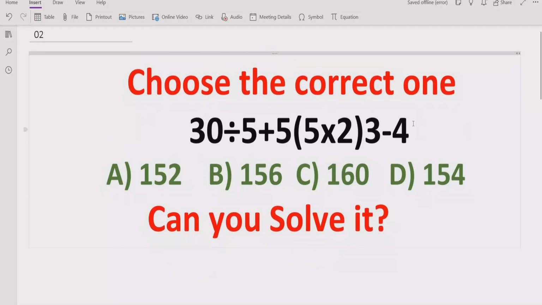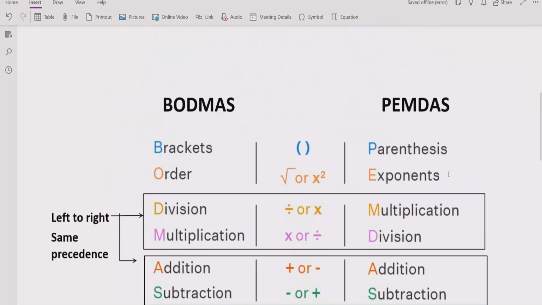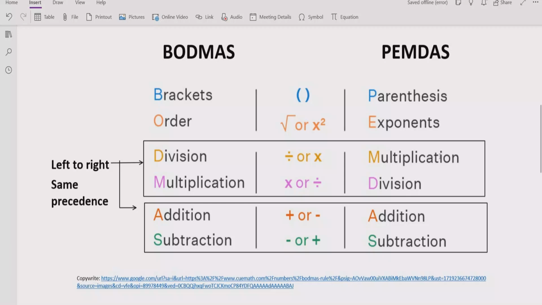Okay, now let's recall what rules we will follow to solve the given expression. As you can see on the screen, we have two rules, BODMAS and PEMDAS. Basically, these rules apply to solving any arithmetic expression which contains the basic operations as well as parenthesis and exponents. In BODMAS, B stands for brackets and in PEMDAS, P stands for parenthesis.